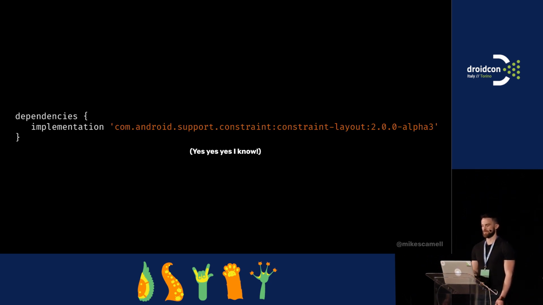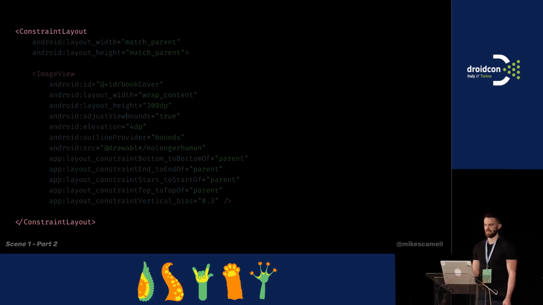All we need to do is to make sure we're using constraint layout 2.0.0 alpha 3. Put that in our Gradle file, because constraint layout is already there, right? As mentioned before, motion layout is a subclass of constraint layout, and because of that, we can just swap the constraint layout declaration for a motion layout declaration.